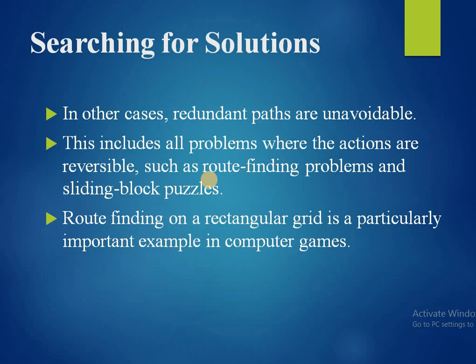In other cases, redundant paths are unavoidable. This includes all problems where the actions are reversible, such as route finding problems and sliding block puzzles. Route finding on a rectangular grid is a particularly important example in computer games.